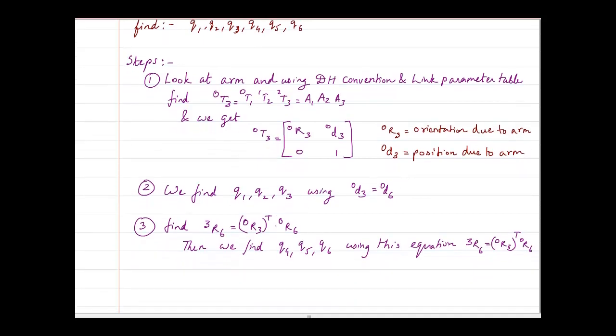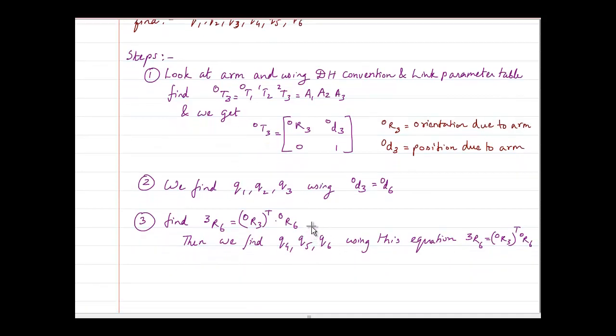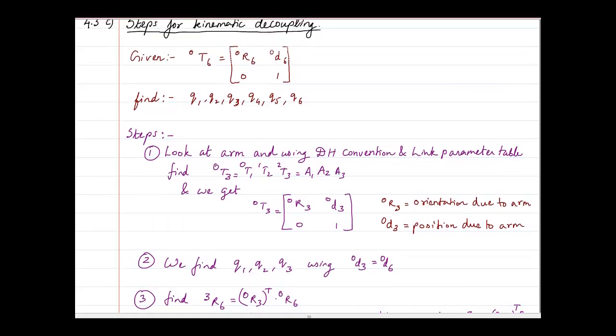We will also do a problem where we find the values for the case of a spherical wrist. Then we combine these two to look at the complete problem of how to solve a 6 degree of freedom robot. So, thank you.